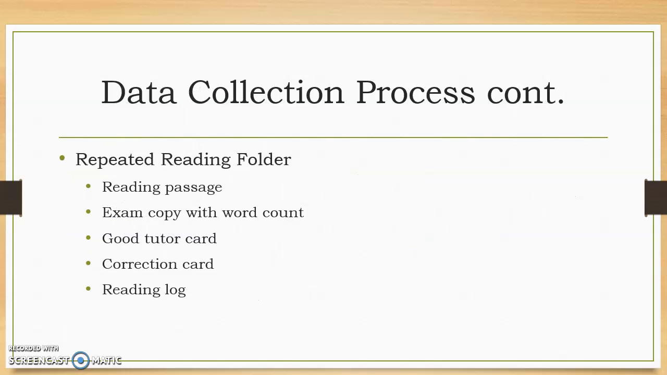Each student was assigned a repeated reading folder which contained the reading passage that they were rereading, an exam copy of the word count, a good tutor card, a correction card, and a reading log. The good tutor card is like a 4x6 index card that they placed on their desk during repeated reading, so it could be easily accessible to the teacher. As students were engaged in tutoring, the teacher walked around the room and stamped the good tutor cards of students who demonstrated appropriate tutoring behavior.